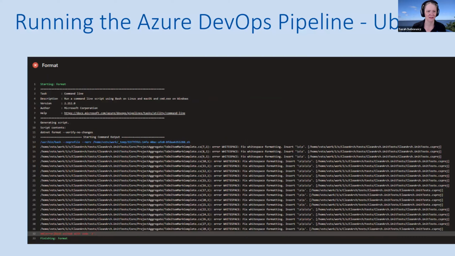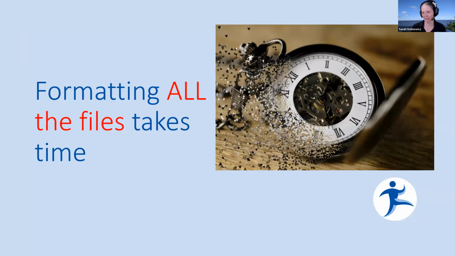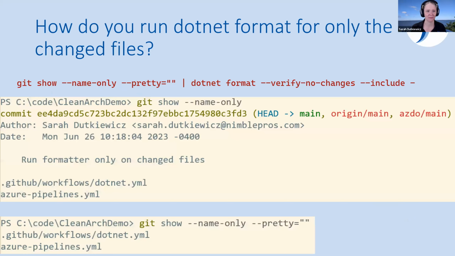I mean, formatting all the files takes time. And again, I don't want to be sitting around. I've got work to do. So the last thing I want is formatting all of my projects. How do I get around that? Well, this is where knowing the command line and how it works helps. So how do you run dotnet format for only the changed files?